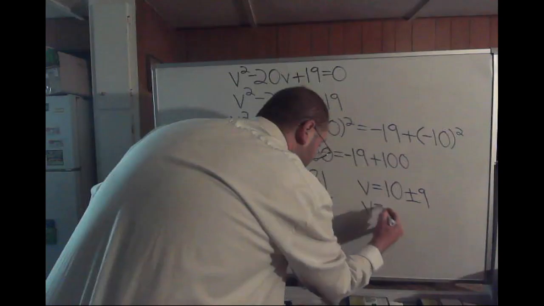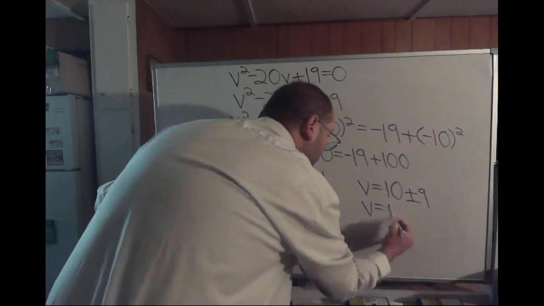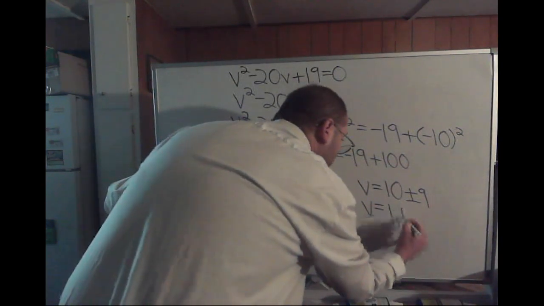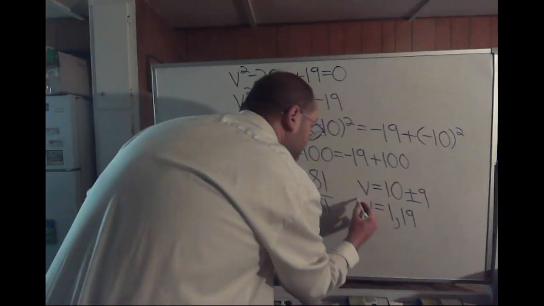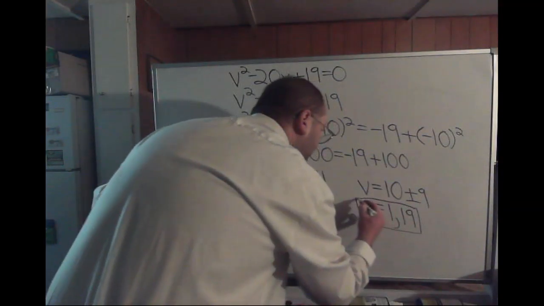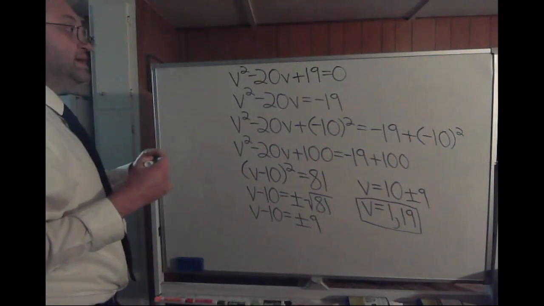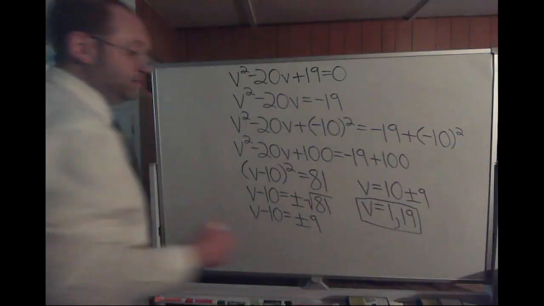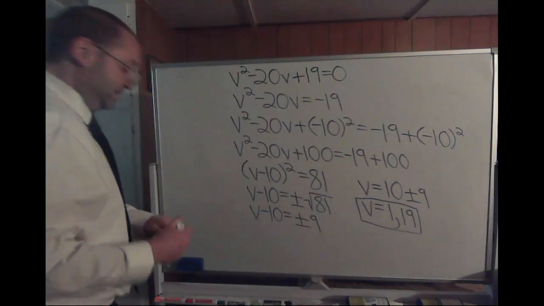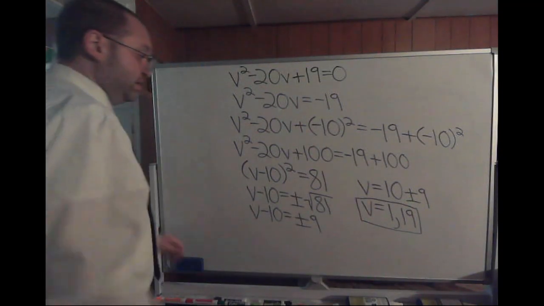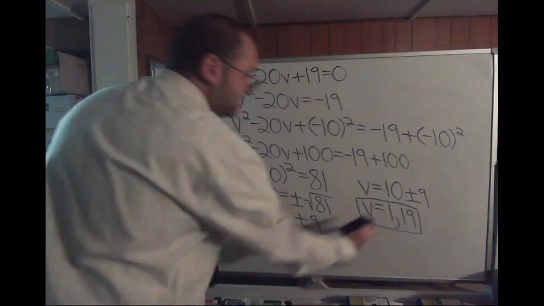So v has two solutions. 10 minus 9 is 1. 10 plus 9 is 19. So your two solutions for v are going to end up being 1 and 19. Those would both give you 0 as your answer. So v is going to be 1 and 19.